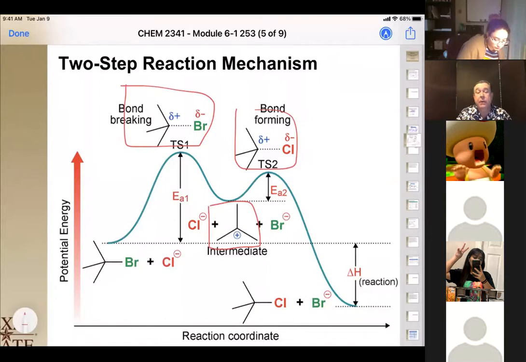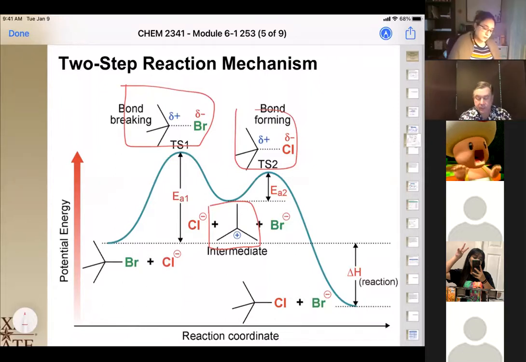The intermediate, however, is a compound, although highly reactive. It is a highly reactive compound that can be isolated and can be seen by spectroscopy or some other method. So this intermediate actually exists.